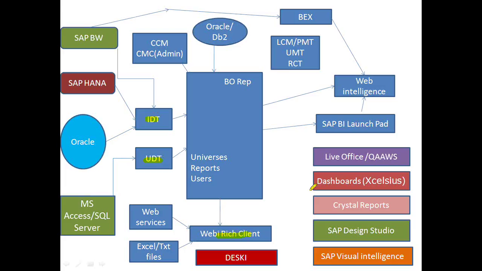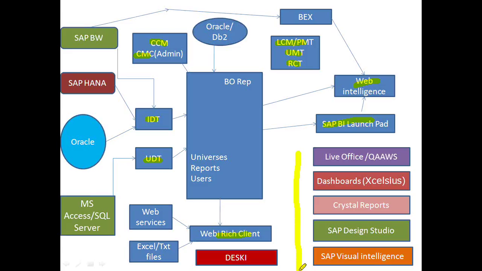Web Intelligence rich client is a client tool. So when you purchase the BO license key, you will get the client tool and the server tool. Okay. So BI Launchpad, Web Intelligence, Lifecycle Management, PMT, UMT, RCT, CCM, CMC, all these tools you will get when you install BO. Apart from this, if we want any client tool, then we need to take the license, like Crystal Reports or Dashboards, Live Office, we need the license keys, correct.